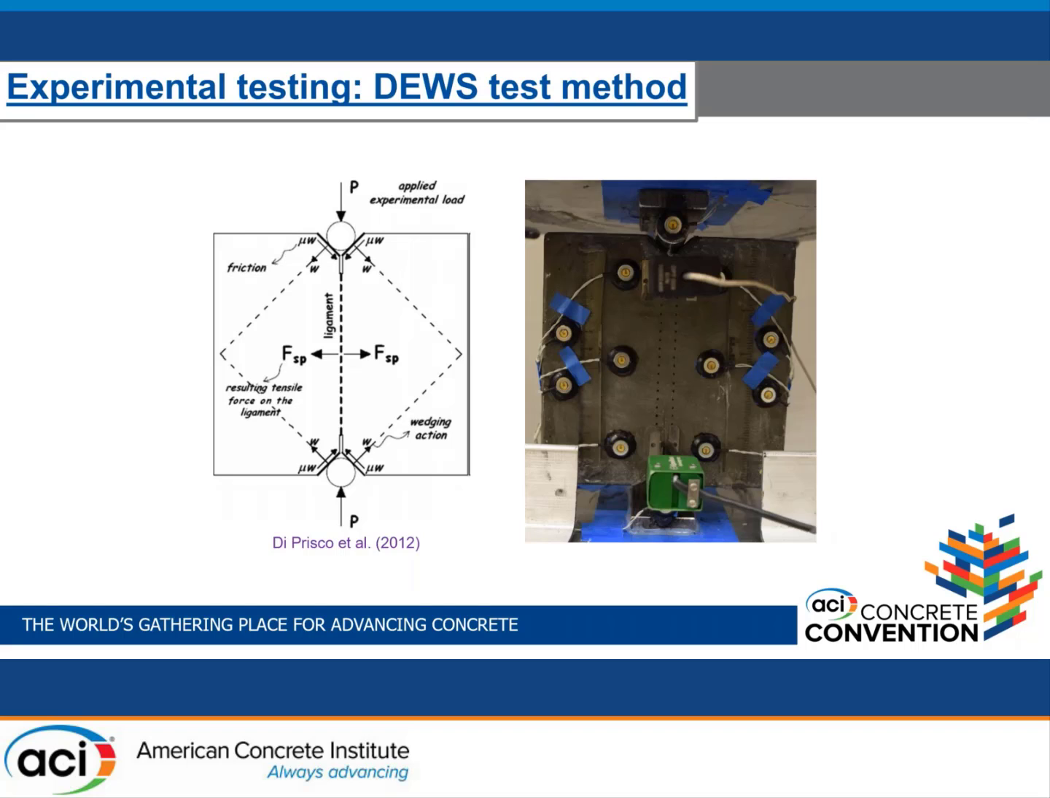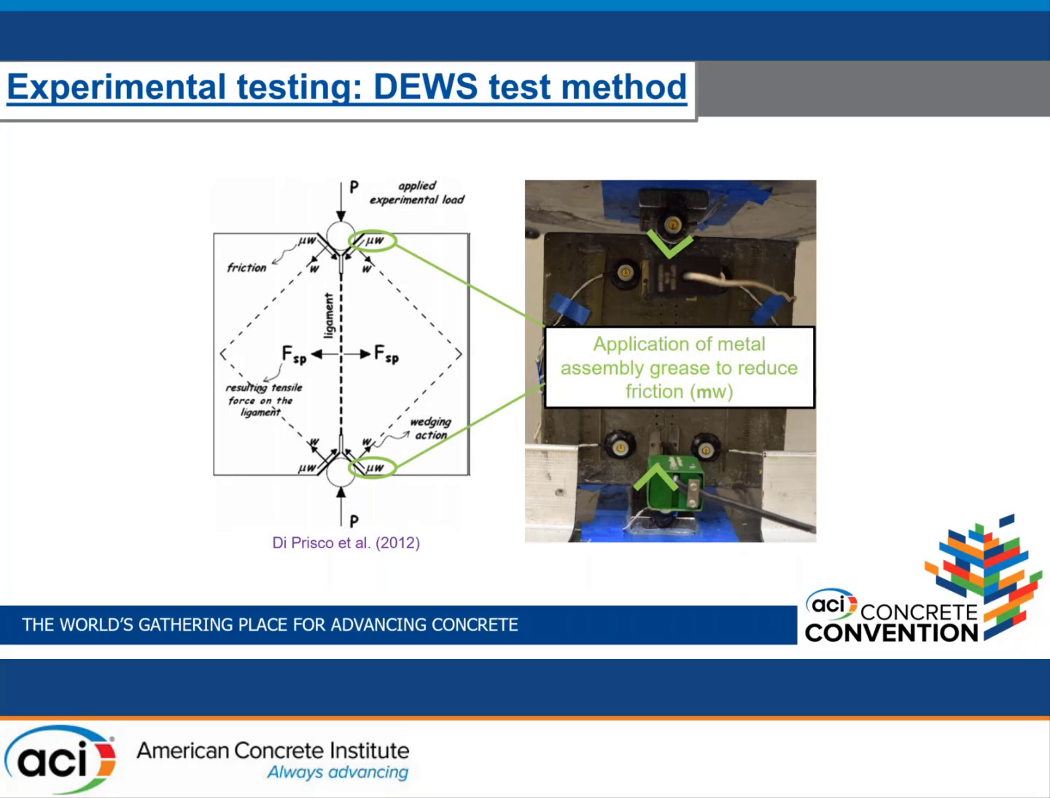Now this is the DEWS, or double edge wedge splitting, test method, which is composed of a square, as we can see here, two triangular grooves and two notches. We apply a vertical force, and when friction equals 0, the resultant force is a horizontal force like this that would be equal to the vertical force. This would give us a resultant tensile force that we could, based on that, compare directly with the direct tension test method.